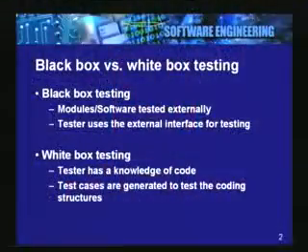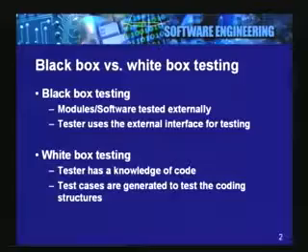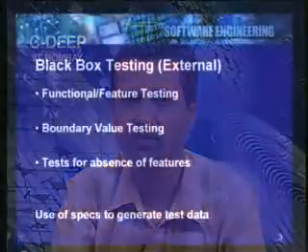You are mainly looking at the code, the structures, the usage of variables, different control paths, data flow paths and so on. So, thus the tester has knowledge of code in white box testing, and test cases are generated to test the coding structures. These are the main differences in black box and white box approaches.